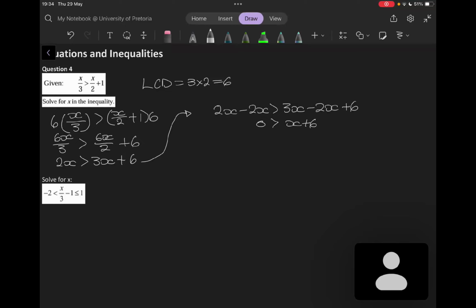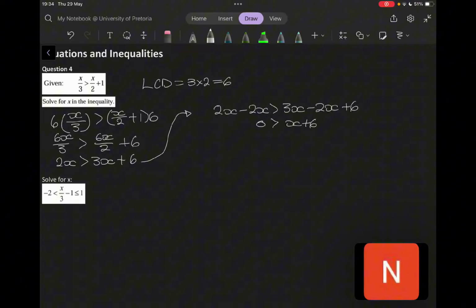It stays the same because it's the denominator. When distributing in this case, our 6, we multiply the numerator. The denominator stays the same.